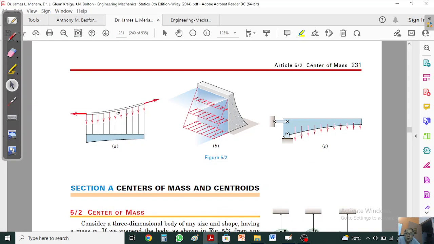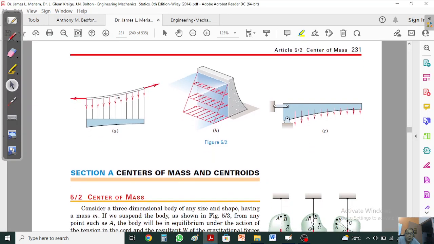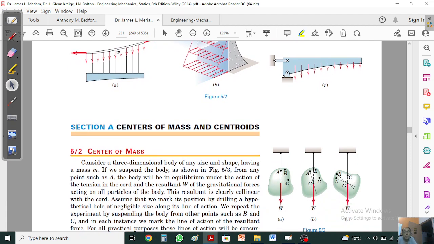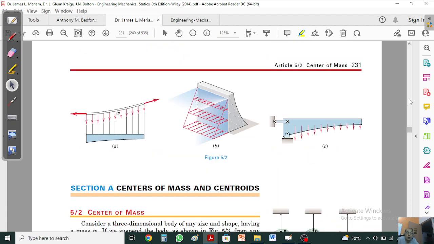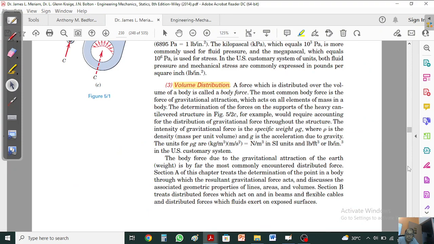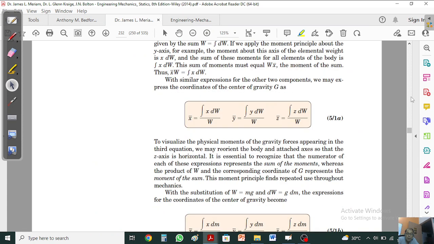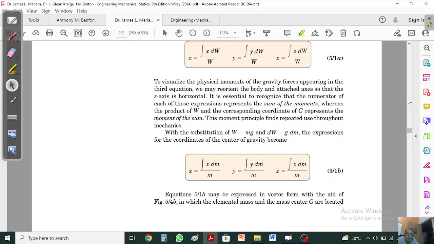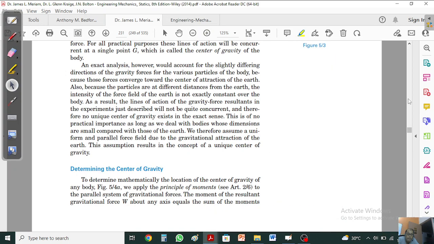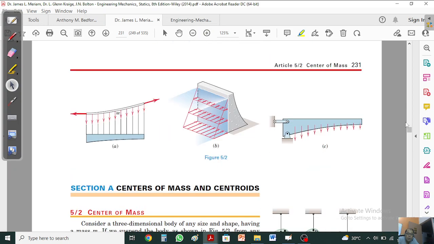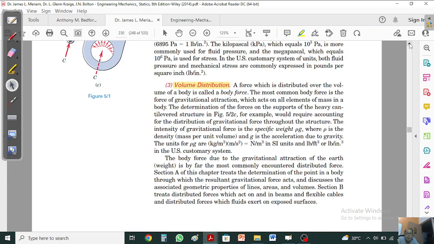Same thing, just for further knowledge, we can say center of mass and centroid. Here you can calculate. So just for extra knowledge, let me tell you that.